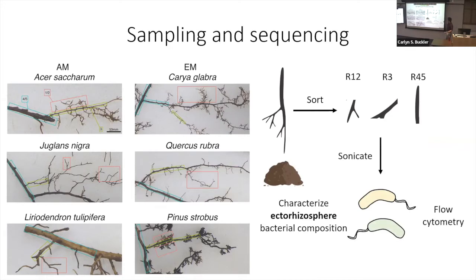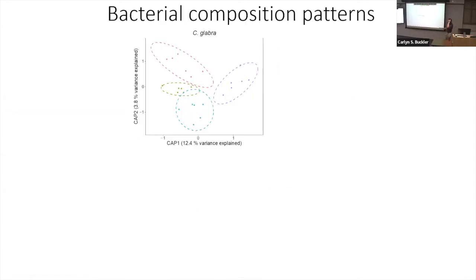We sonicated these roots to release the ectorhizosphere. So in this case, we're looking at the rhizoplane mixed in with the rhizosphere, so the two together. And for a few of these samples, we also did some flow cytometry to look at that idea of microbial carrying capacity, so to quantify abundance.